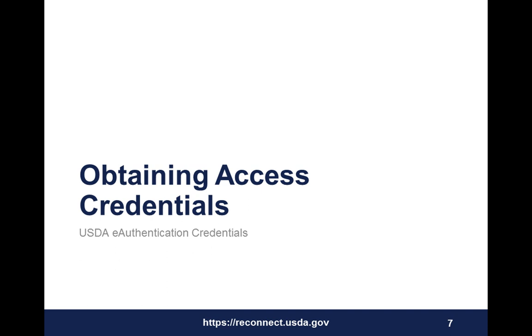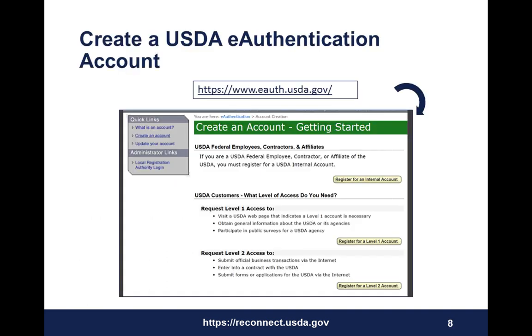First, we will start with obtaining access credentials. In order to access the system, prospective applicants will need to obtain Level 2 eAuthentication or eAuth access credentials. You first start by creating an account via the USDA eAuthentication homepage, which is www.eauth.usda.gov. You can see it in the box at the top of the slide.